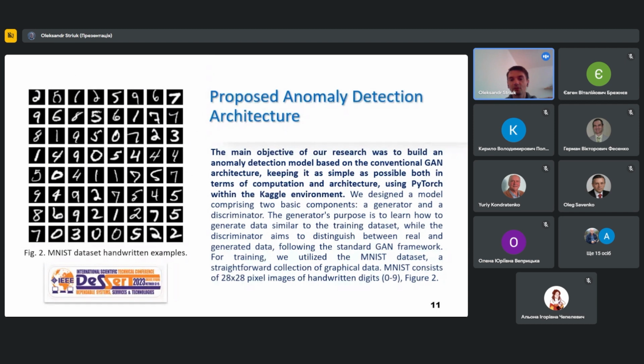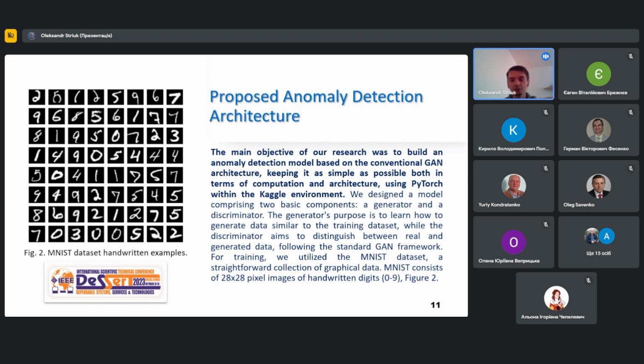The main objective of our research was to build an anomaly detection model based on the conventional GAN architecture, keeping it as simple as possible both in terms of computation and architecture using PyTorch with Kaggle environment. We designed a model comprising two basic components, the generator and the discriminator. The generator's purpose is to learn how to generate data similar to the trained dataset, while the discriminator aims to distinguish between real and generated data following the standard GAN framework.